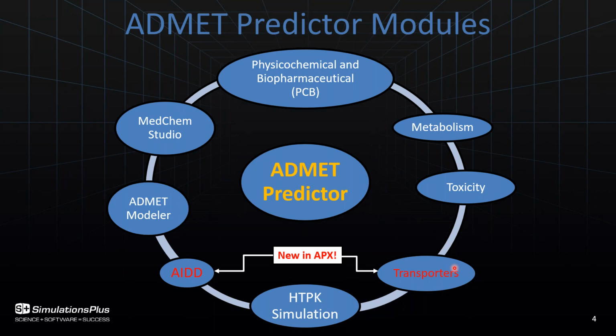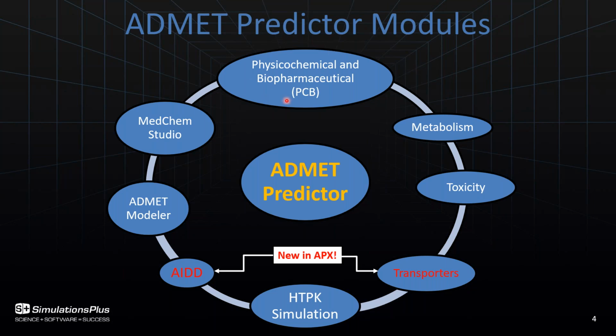This next slide shows the modules in ADMET Predictor X. We have 2 new modules, the Artificial Intelligence Drug Design module and the Transporters module. David talked about AIDD yesterday. I'll also discuss the Transporters module today. These 4 modules are mostly artificial neural network ensemble models. So we have the Physicochemical and Biopharmaceutical module, metabolism, toxicity, and the transporters.